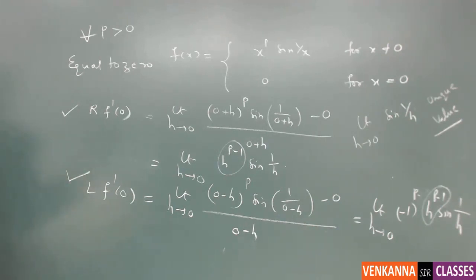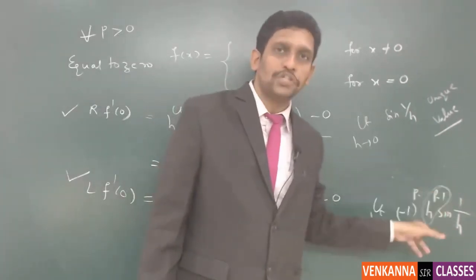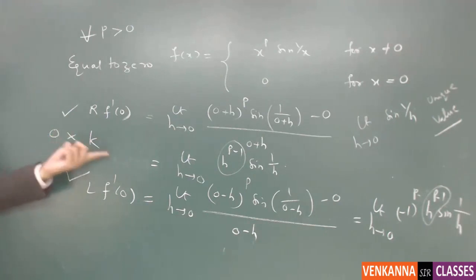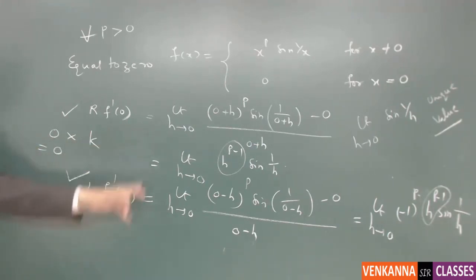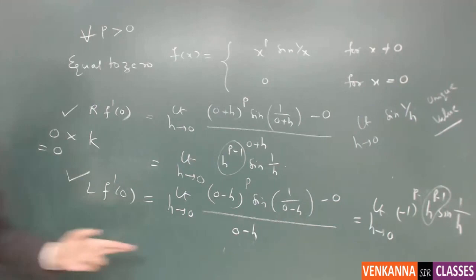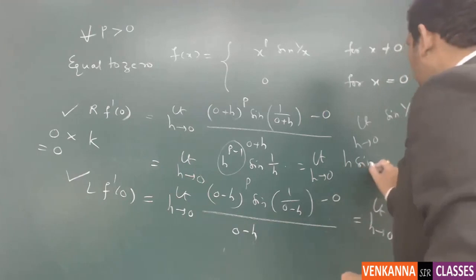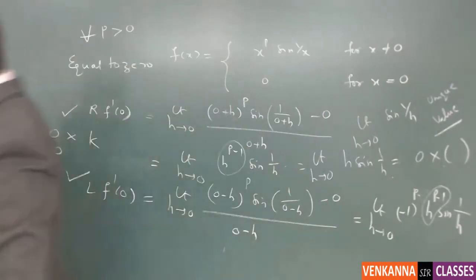But if you take p is equal to 2, then since h power something is positive, while calculating the limit, you always get 0 into some constant, whether you calculate the left derivative or right derivative. Since the value is becoming equal to 0, we say that the left derivative and right derivative both are equal. Because if you substitute p is equal to 2, it is nothing but limit h tends to 0, h into sine 1 by h. This is equal to 0 into some constant. Accepted?